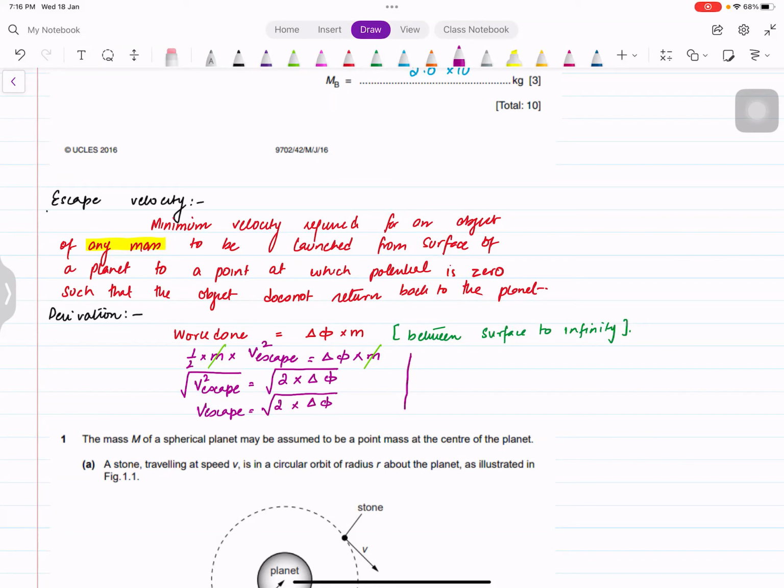Now, what you need to remember is that this change in potential is basically between infinity and the surface, so it would be the potential at infinity minus the potential at the surface. So infinity potential is always 0, and the surface has minus GM over the radius of the planet, like that. Okay. Obviously, then it's going to be GM over r. Now, what you want to do is replace it there, and when you replace it, it's going to be v escape equals the root of 2GM over r. The root will give you the speed of the escape velocity at any planet.